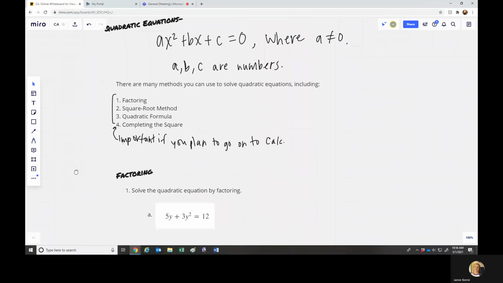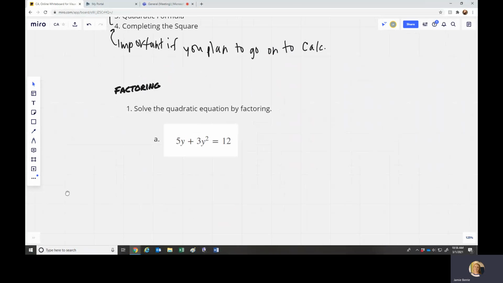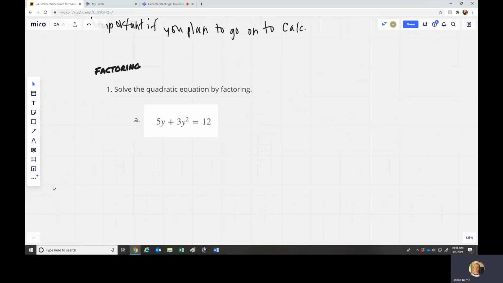Now, factoring is probably the most straightforward way of solving these quadratic equations. Sometimes it's the easiest way to solve the quadratic equation. It just depends on what your quadratic equation is. Obviously, if it can't be factored, that would not be the method you would want to use. So let's look at the method of factoring.